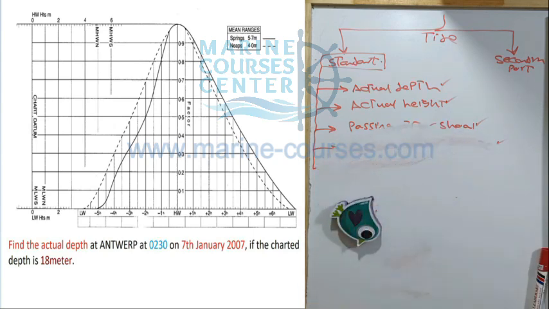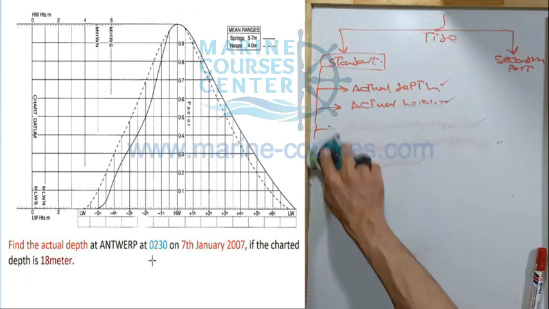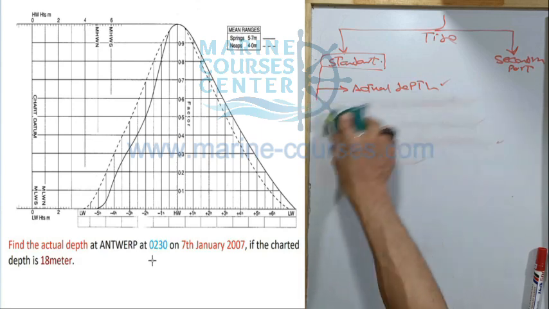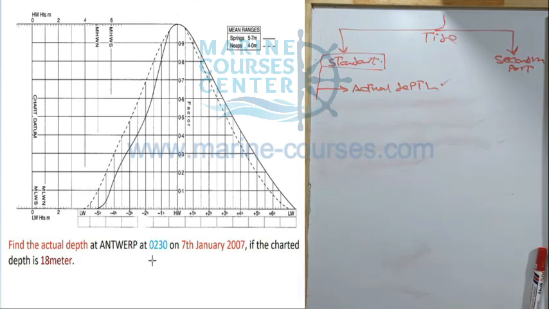You're going to find here something. Find the actual depths of Antwerp at 0230 on 7th January in 2007 if the charted depth is 18 meters. So right now we're going to calculate the actual depths. To start this example, first of all we have to know something so important.